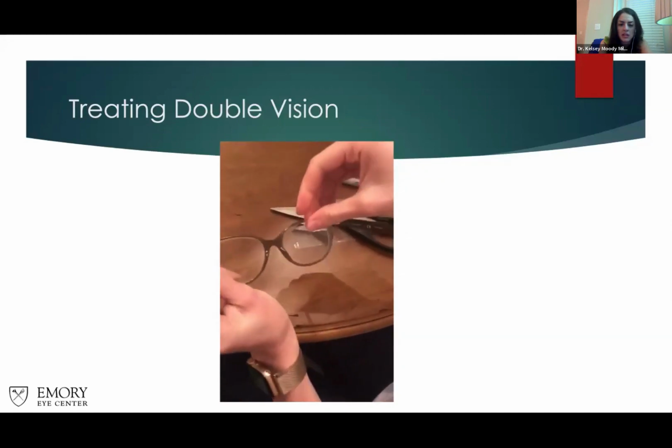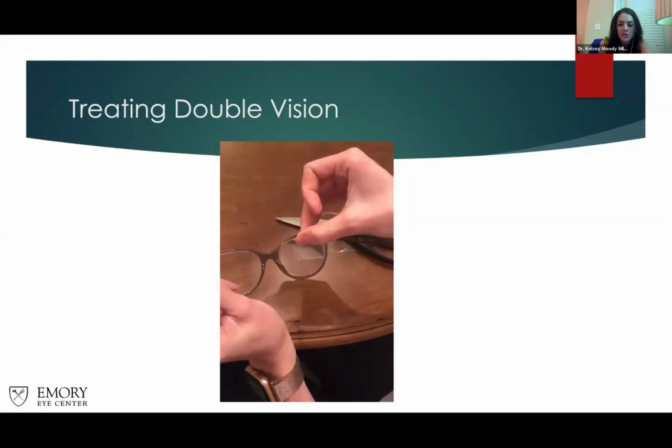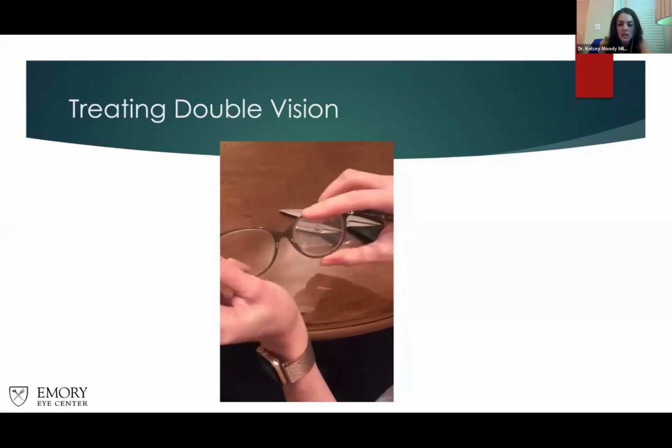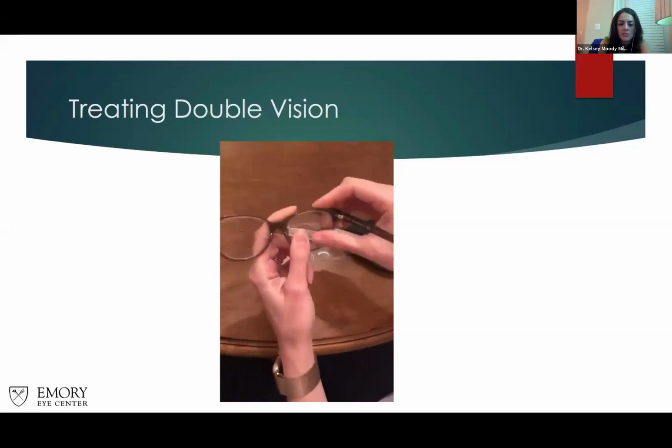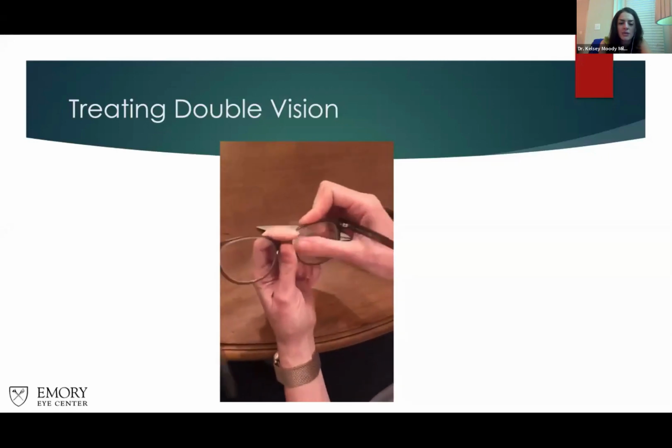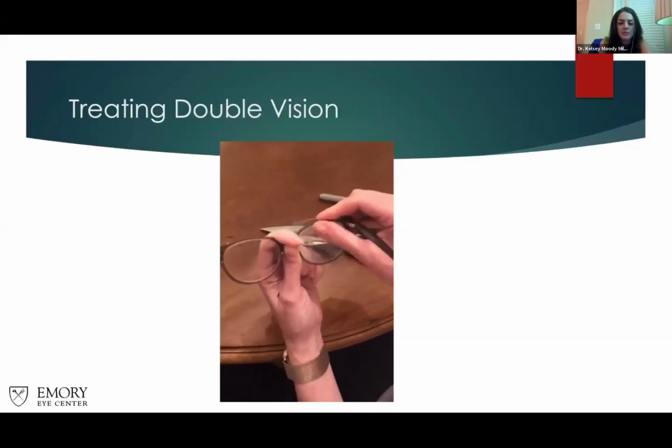And then put it on the inside of the lens. Make sure there's no loose edges. Again, make sure the lenses are straight up and down, and then just smooth it out onto the lens to try to get out the bubbles, which can sometimes be the hardest part.